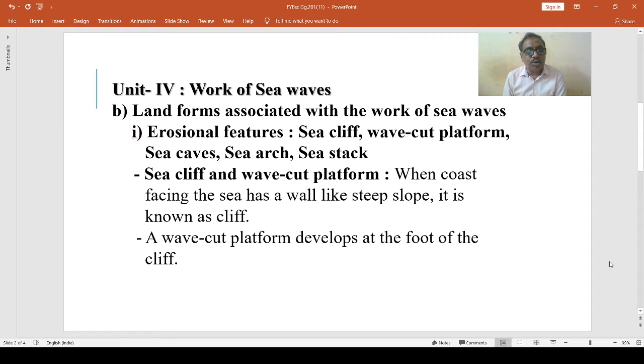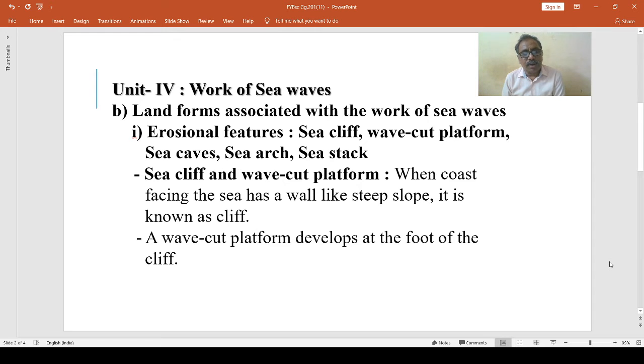The cliffs show different slopes. If the layers of the rock slope landwards, they show a comparatively gentle slope. On the other hand, if rock layers slope towards the sea, the cliffs have a very steep slope. Many of them are overhanging cliffs.